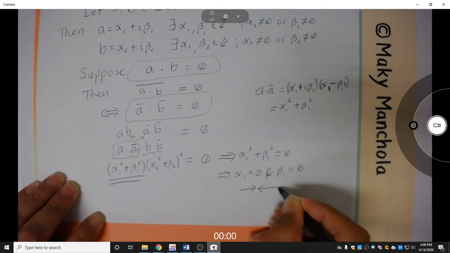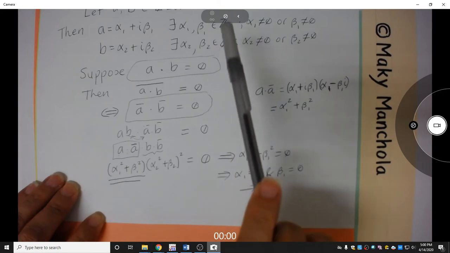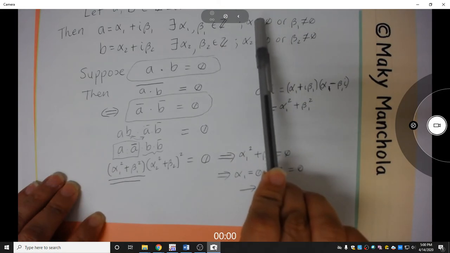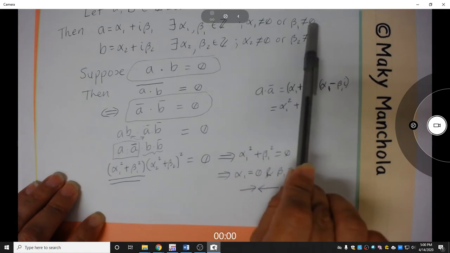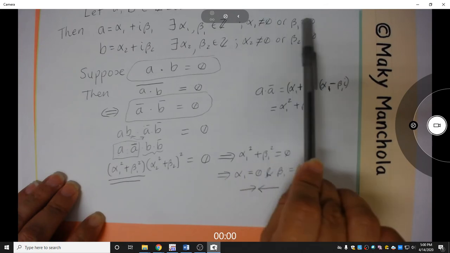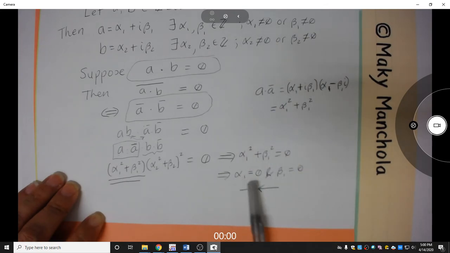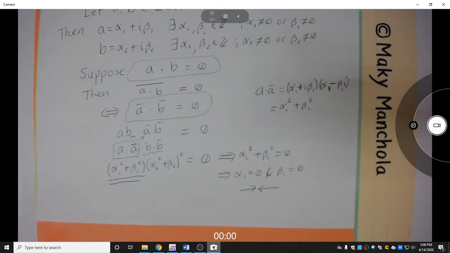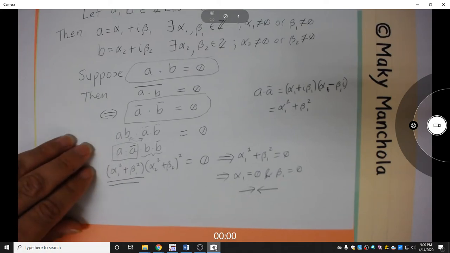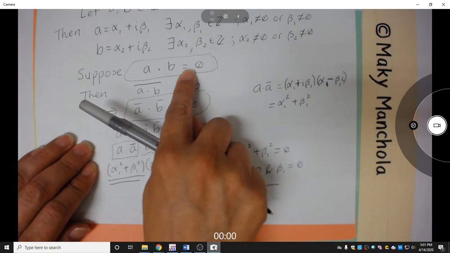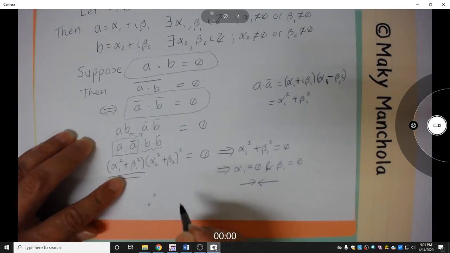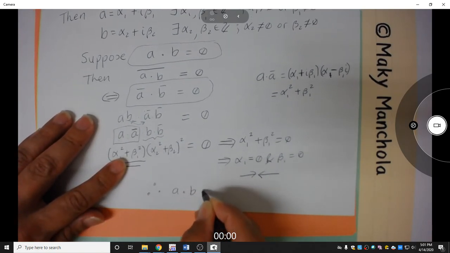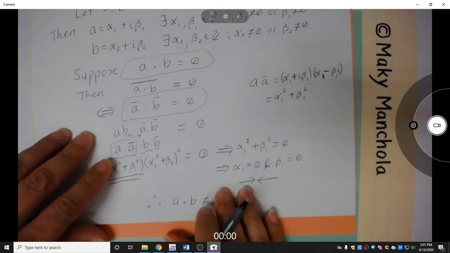The contradiction has been reached. Contradiction to what? To the assumption that alpha 1 is not equal to 0 or beta 1 is not equal to 0. This means that both of them cannot be 0, and this conclusion has contradicted that. So in conclusion, our assumption cannot hold. Therefore, a times b must be different than 0. Okay.